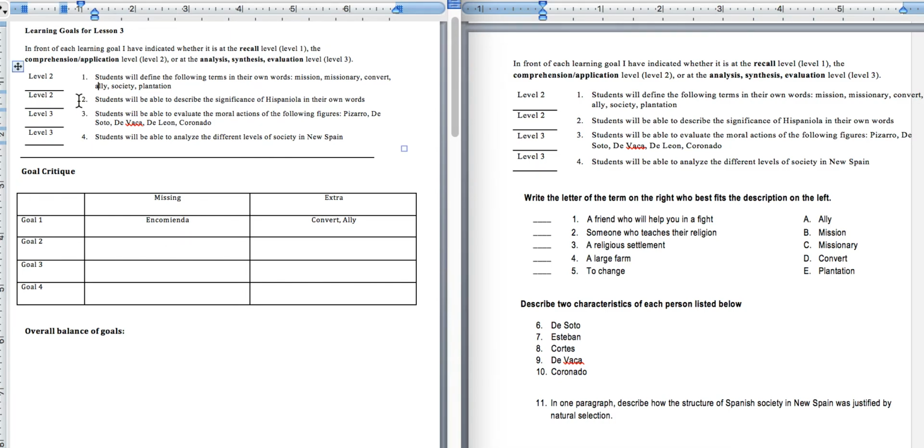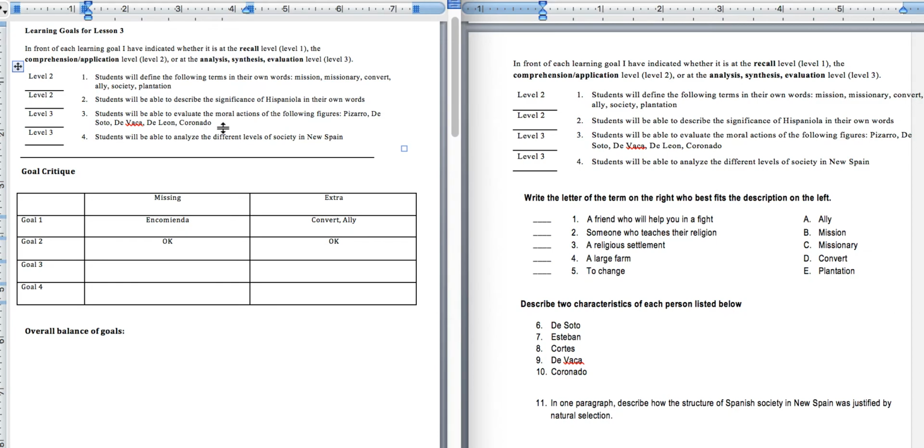I move on then to Goal 2, and I notice that I'm just talking about a particular place. Well, that's the only place that's highlighted on the first page. And there are no places missing, so I'm okay here and I'm okay here. You don't even have to write okay, you can just leave it blank. Some people like to write okay because it reminds them that they didn't miss anything.